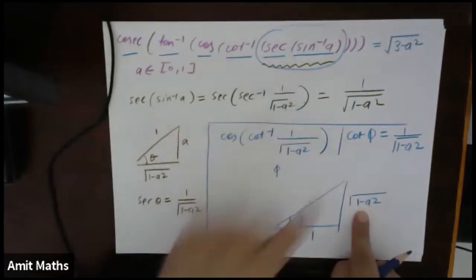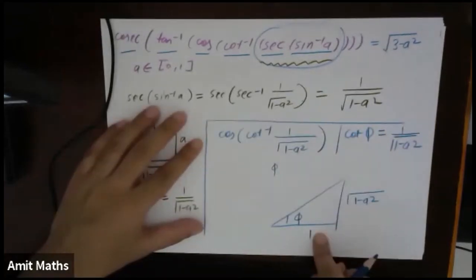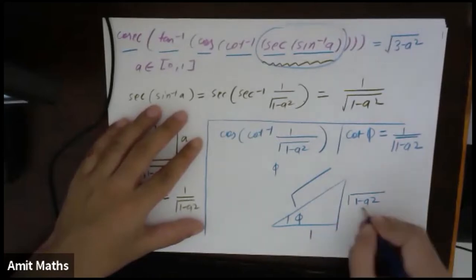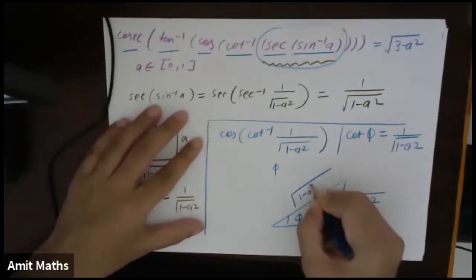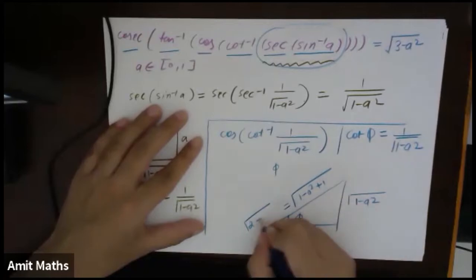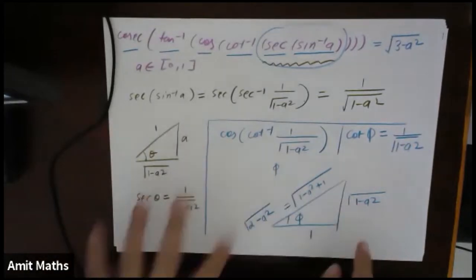We can find the value of the hypotenuse also. This is height, this is base, so this square plus this square, under the root. This square is 1 minus A square, plus 1. So this is nothing but under the root of 2 minus A square. So hypotenuse becomes this, right? I hope till here everything is okay.